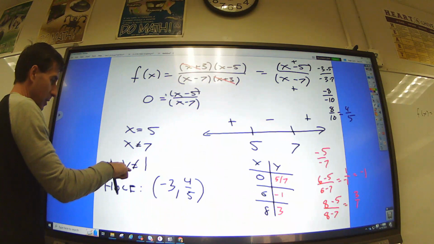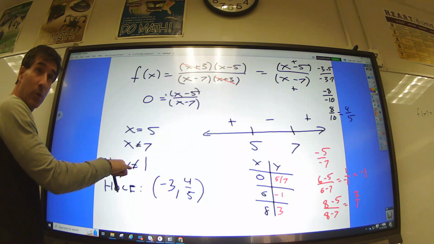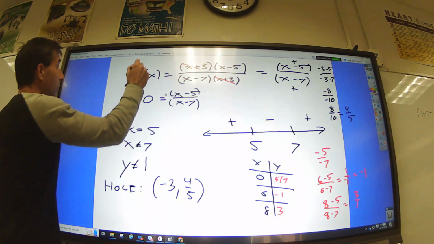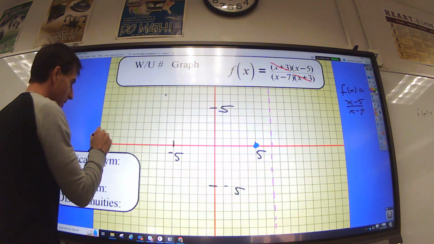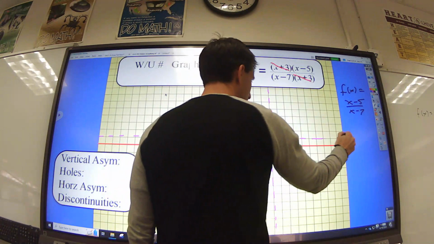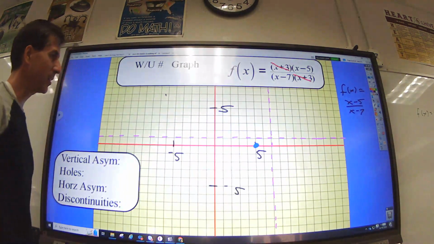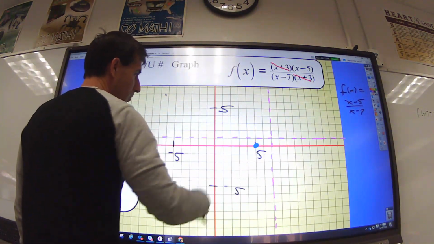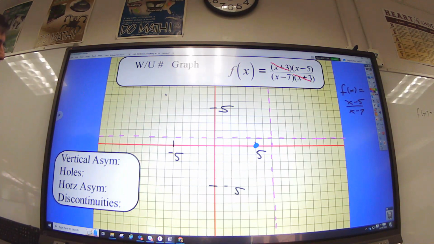What else do I got? I got my horizontal asymptote is positive 1. So I'm going to go here, my horizontal asymptote at positive 1. Actually, I only need to do here and here. I didn't need to do in between that and that. That's fine.